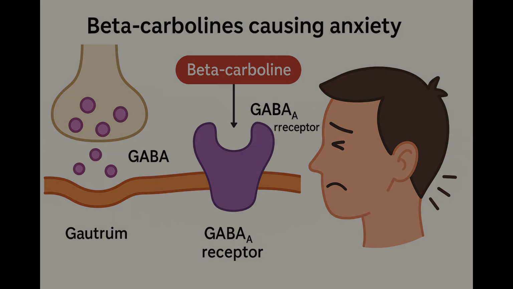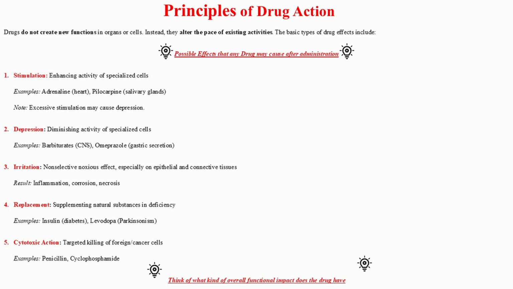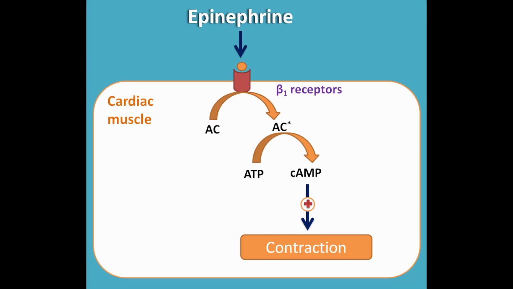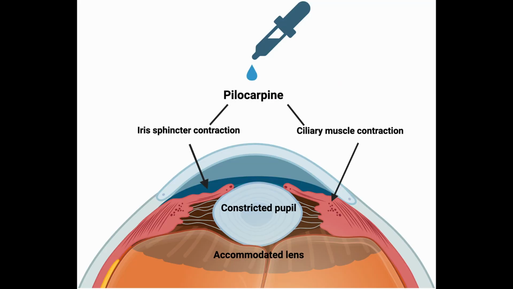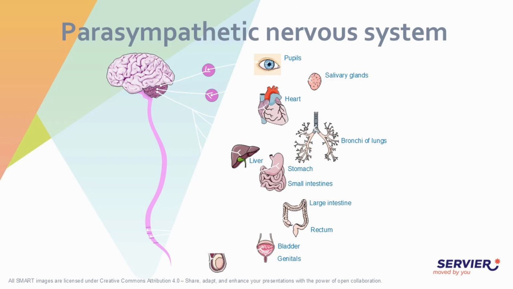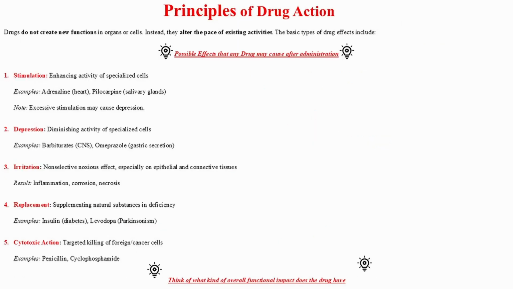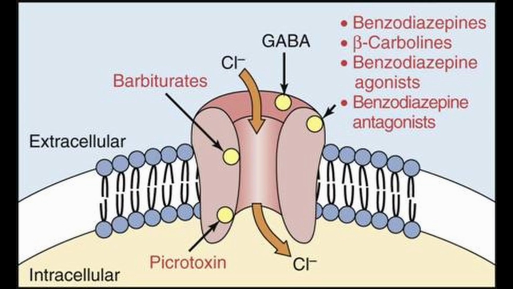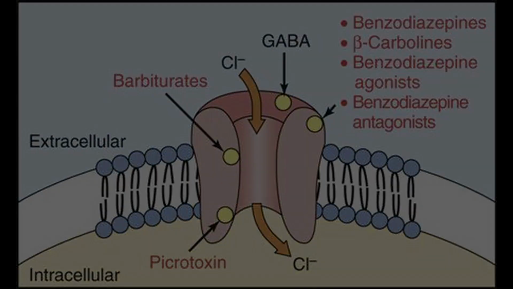So let's break down the 5 main types of drug action. First one is stimulation. Here, the drug increases the activity in certain cells or organs. Example, adrenaline makes the heartbeat faster, whereas pilocarpine acts as a cholinergic and boosts salivary production. If the stimulation is too strong, it can later cause the opposite, like tiredness or shutting down. Example, very high doses of CNS stimulants like picrotoxin cause seizures and then coma.